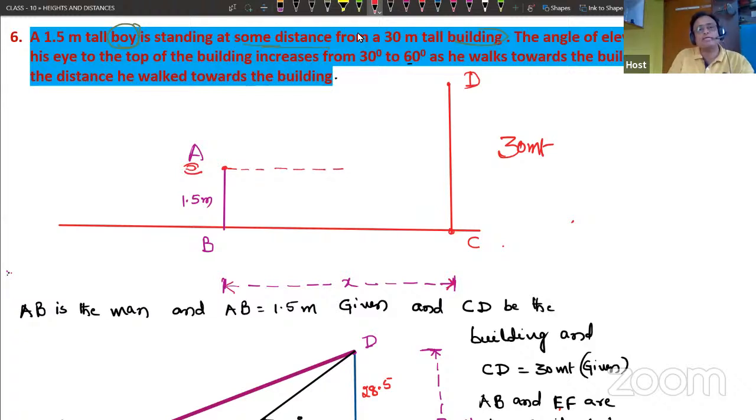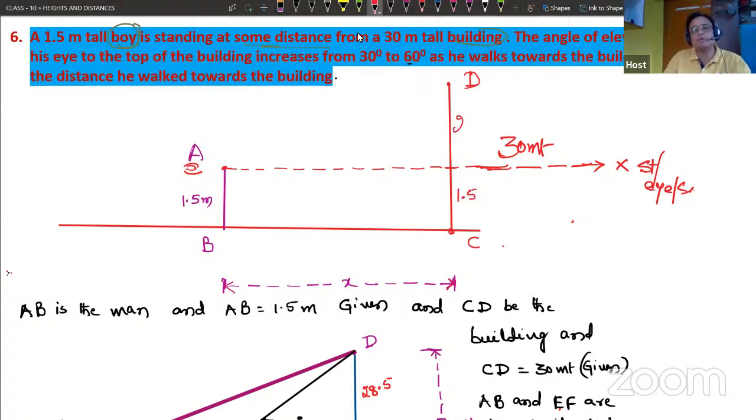This is the straight eyesight. First, we'll make it a straight eyesight here. Then, all of you see, this is 1.5, which means automatically this is 1.5 meters. Total is 30. That means this will become 28.5.